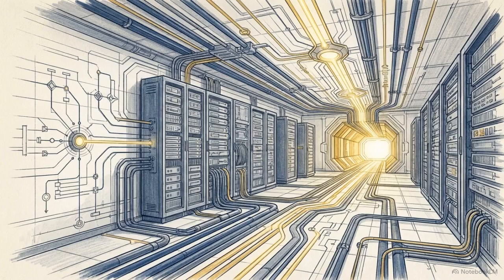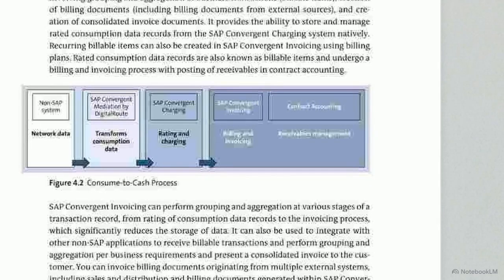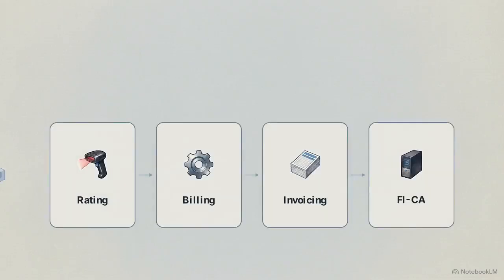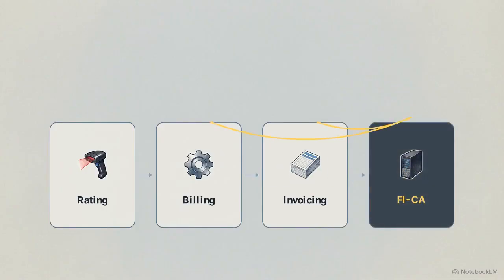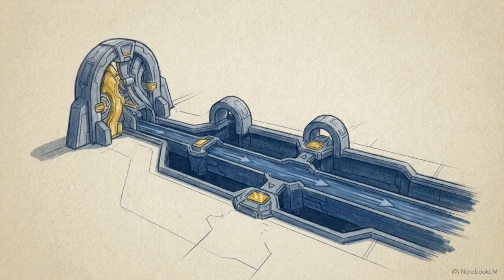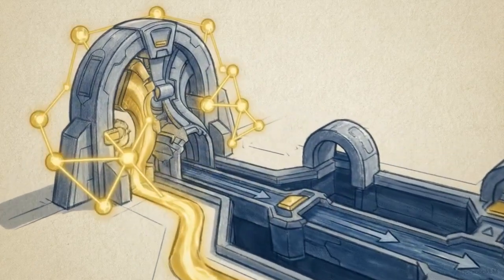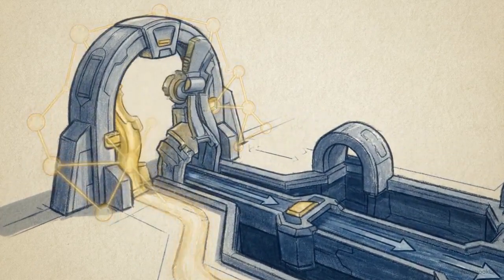If we step back from the individual configuration nodes, we view the entire consume-to-cash pipeline. This pipeline diagram traces the life of a data packet, from its origin as network data, moving through rating and charging, to billing and invoicing, and finally resolving in contract accounting. While data moves progressively forward through these stages, the contract accounting block exerts a reverse influence over the convergent invoicing processes. In SAP BRIM, data execution is not strictly linear. The downstream master data continuously dictates the behavior of the upstream processing engines.